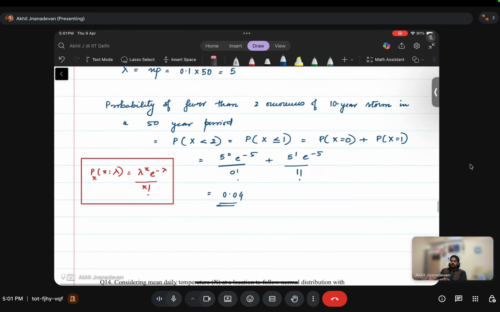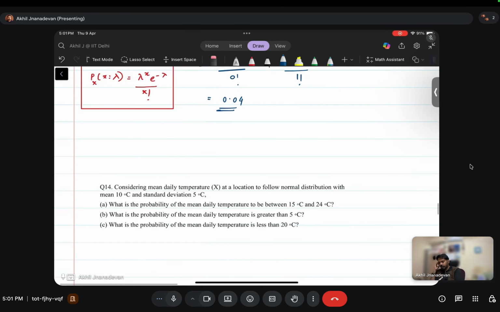So we can use either Bernoulli or binomial distribution, or we can go for the Poisson distribution. The same question we could have done with the binomial distribution also.